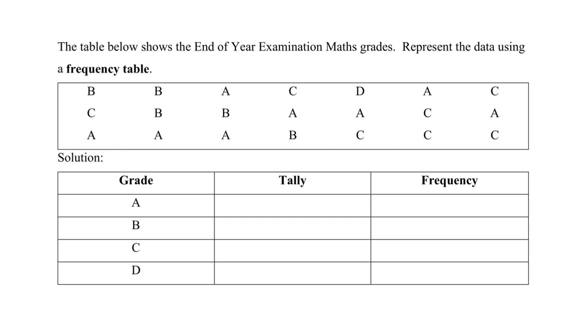Now, let's start to do the tally. Each time I count one of them, I write 1 stroke here. Oops, sorry. B. B, another stroke. A. C. D. A. C. C. B. B. A. A.